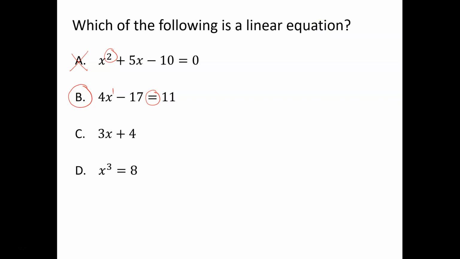Let's go ahead and look at C and D. C has the exponent of 1 on the variable, but it does not have an equal sign, and that means it's not an equation. And D does have the equal sign, so it is an equation, but its exponent is not a 1, so D is not linear. Okay, I'm going to stop on the video there, and then I'll do a second video where we will actually start solving some equations.